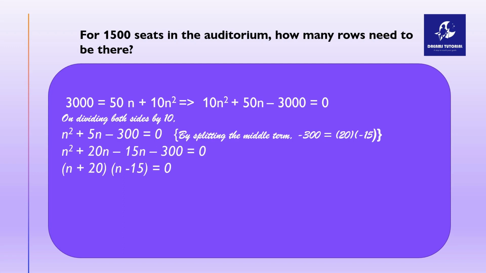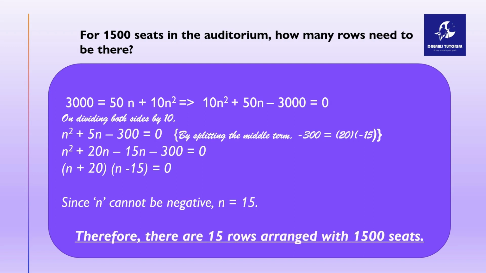So this means n value can be minus 20 or n can be 15, right? But as these are rows, can rows be negative? No. So n cannot be negative. So n is equal to 15. That means there are 15 rows arranged with 1500 seats. Simple, isn't it? So let's look into one last sub-question of this.